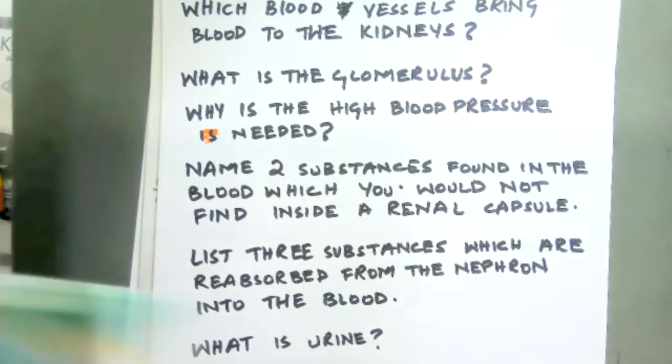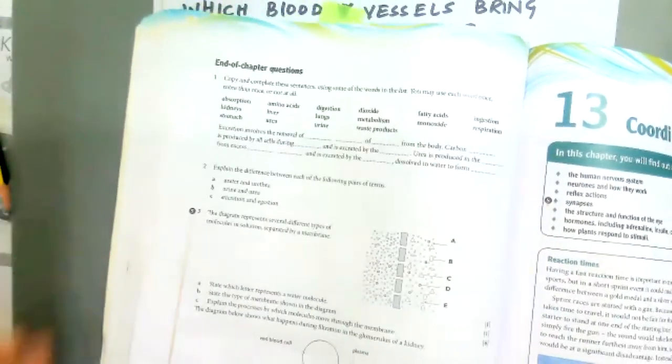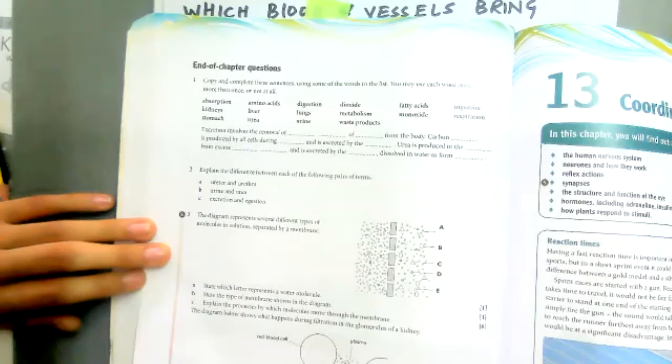So, question number one is, copy and complete these sentences using some of the words in the list. You may use each word once, more than once, or not at all.